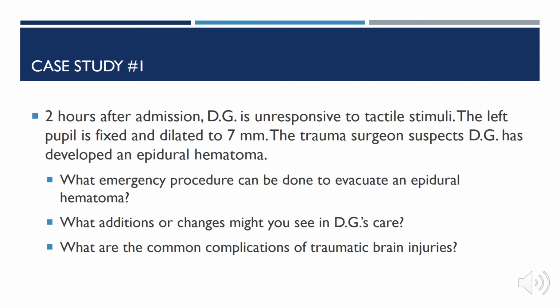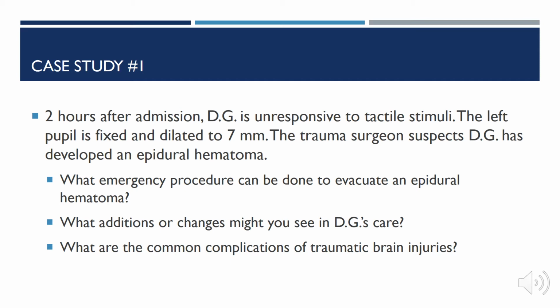So what additions or changes might you see in his care? Because he has deteriorated, he's probably going to be placed on high doses of medications, barbiturates, and also he might have ventilator settings that might be changed to make sure he's being hyperventilated to make sure our brain is getting adequate oxygen, okay? Also, he's probably going to have some mannitol or a hypertonic saline. So if you think back about nursing 1, about hypertonic saline, what would hypertonic saline do in this predicament?